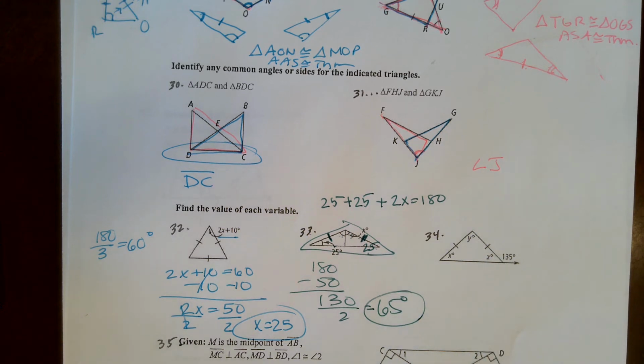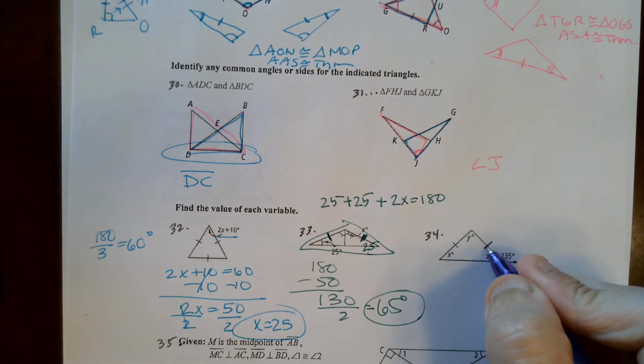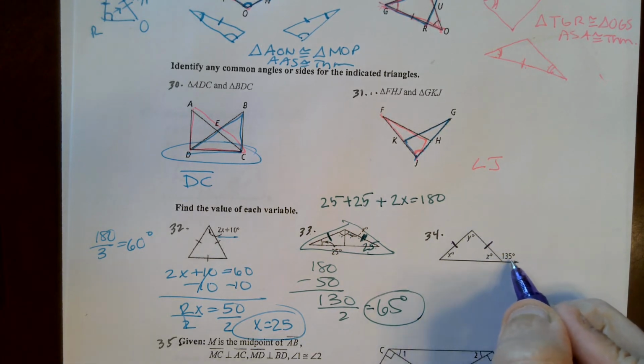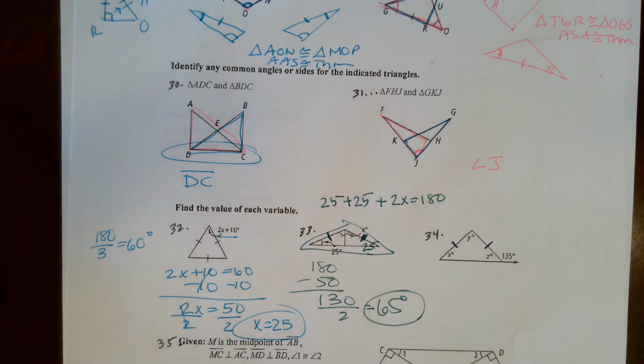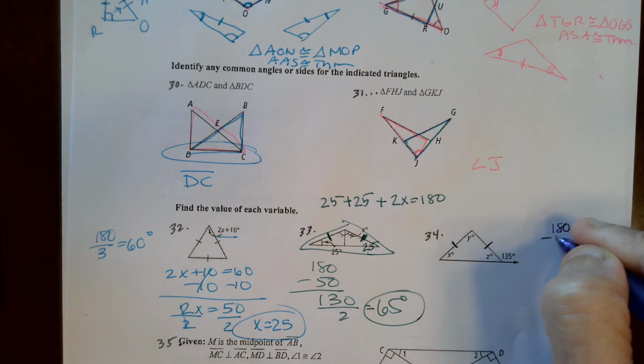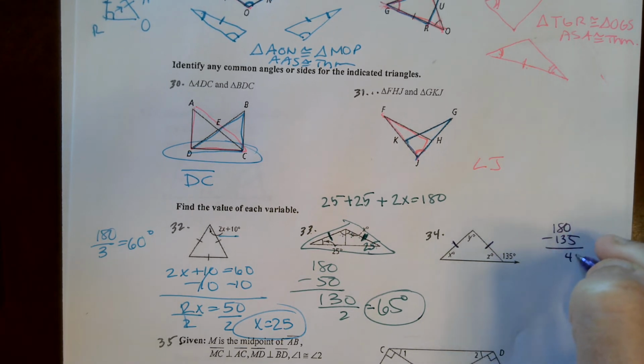Let's figure these out. Okay, what do we have here? We have an isosceles triangle, and I have a linear pair. Don't forget about the linear pair theorem. It tells you that if you have a linear pair, then they are supplementary. So 180 minus 135 is indeed 45.